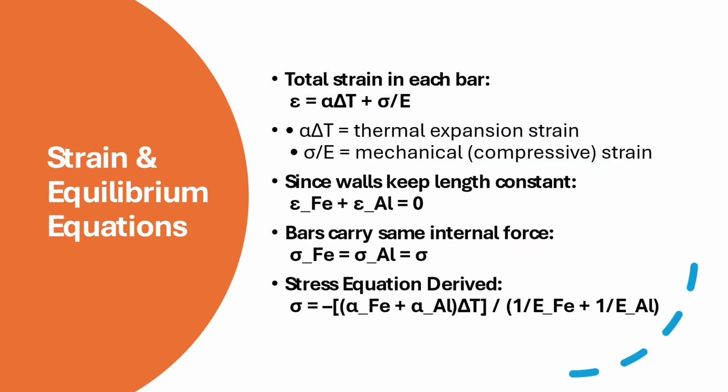Because the bars are in series and the total length cannot change, the strain in the iron bar plus the strain in the aluminum bar must equal 0. And because the bars carry the same internal force, the stress in each bar is the same. Using these ideas together gives the stress formula which will be used for the calculation.